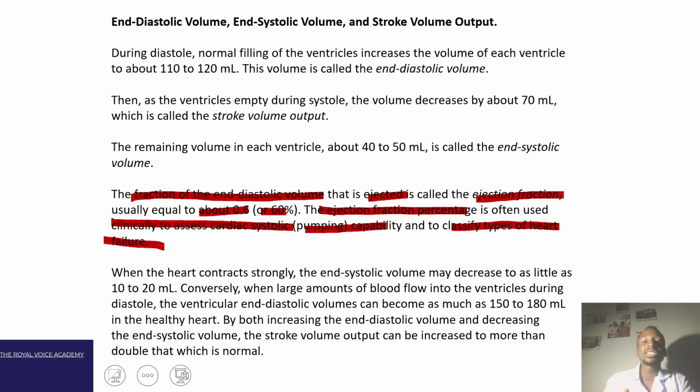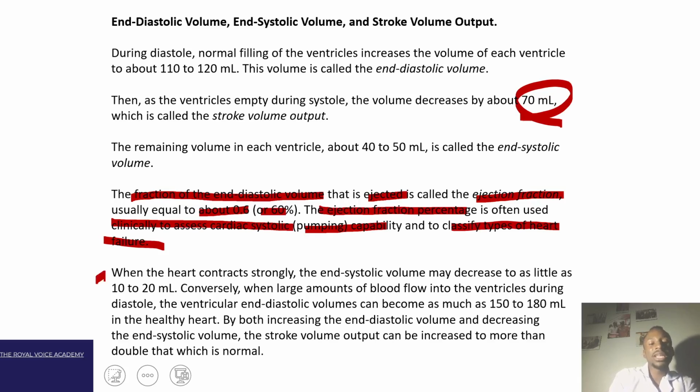So normally you'll just go for your ejection fraction when you need to know maybe the pumping capability of the heart, because when you convert maybe 70 mLs to a percentage, it will tell you this percentage is 60%. So now you know your heart is within the normal range.